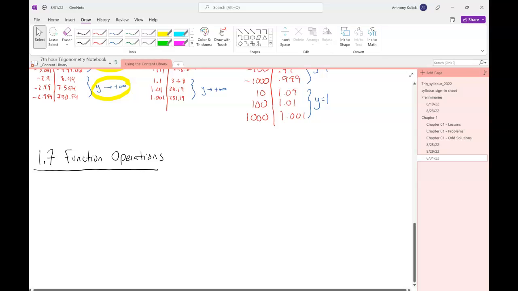All right. So in 1.7, we're going to be looking at function operations. And there's 4 fundamental function operations that we would start with.